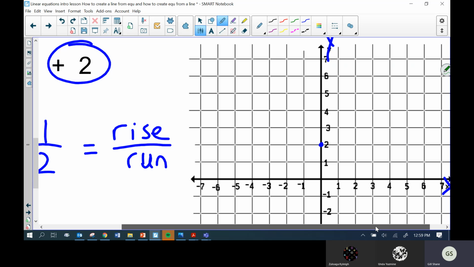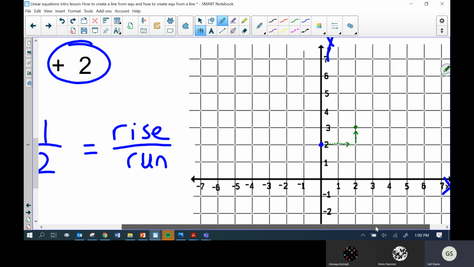So if I've got a +2, I go over this way, first two spaces. I don't count this as 1, by the way. I go 0, 1, 2, and then my rise number of 1, I go up 1. That's how I do my rise and my run. That's how I get my next point. Now I know where my line goes. Hold on just a second. I'll finish this off, and I want you to try it.